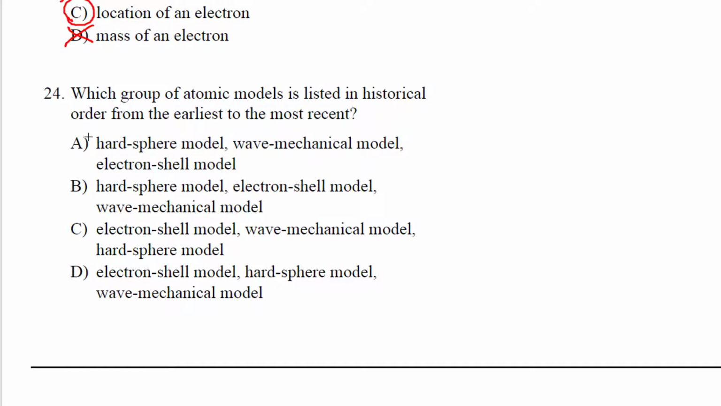We know we need to start with the hard sphere model. It's the most simple model. So that means choice A or choice B are on the table because choice C and D do not start with the hard sphere model. Choice A has hard sphere model, which was Dalton's model, the first model, followed by the wave mechanical model. This would be the modern model or the most recent model, and electron shell model, which here would be the Bohr model, also known as the planetary model. Well, we know Bohr came before wave mechanical, so choice A is out the door, which leaves us with B. The correct order would be hard sphere model, electron shell, and wave mechanical.